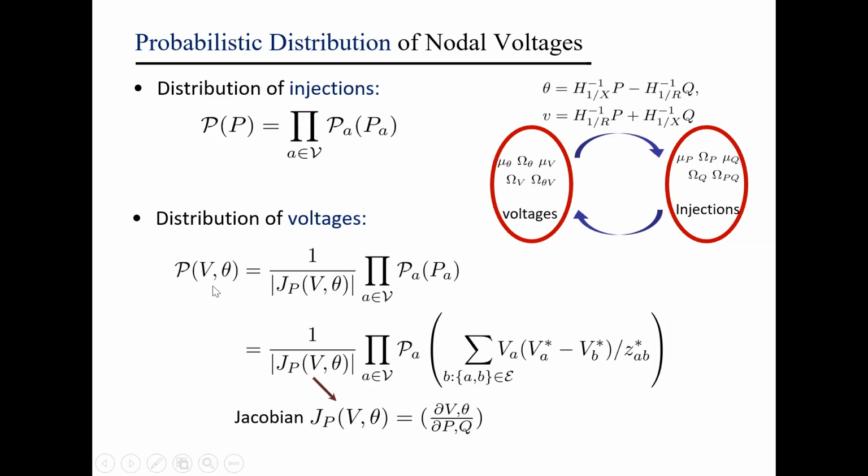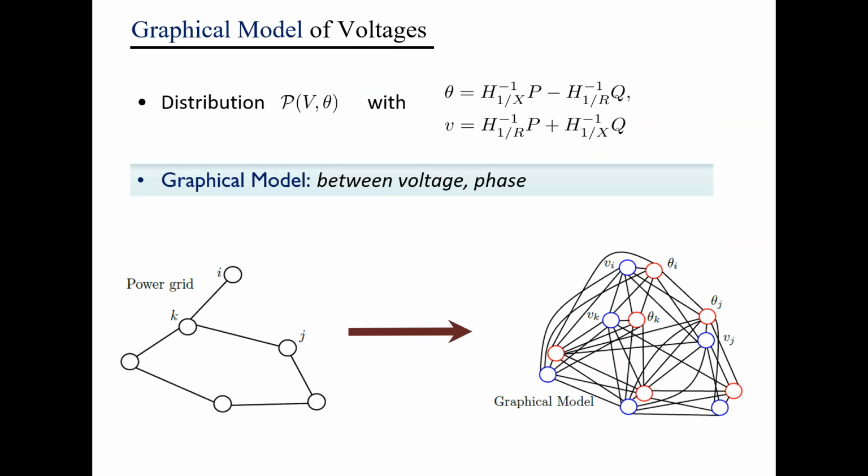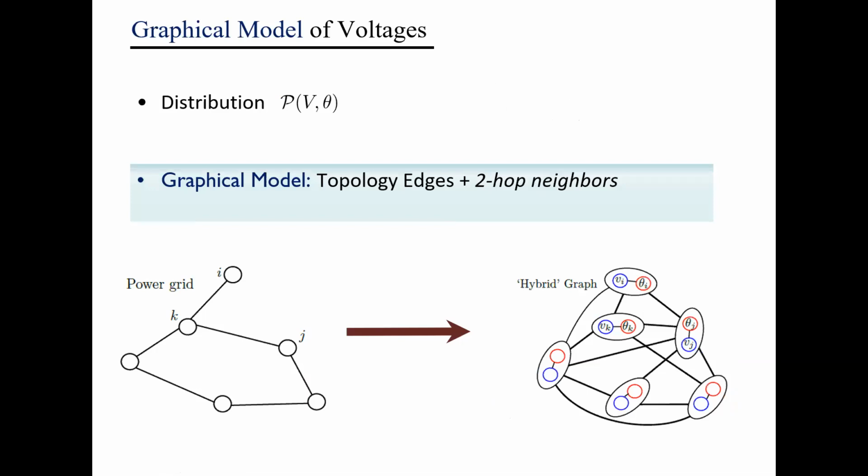What is important is you can show that if you look at the graphical model, or the conditional dependence, or the inverse correlation of nodal complex voltages for a particular power grid, and if the conditional correlation is non-zero, I draw a line between the voltages at two nodes to design the graphical model. I would get a very messy looking graphical model, which is like that. But to make it more visually appealing, you can club the voltage magnitude and phase at each node. Then you have a graphical model which represents a power grid, but seems to have more edges.